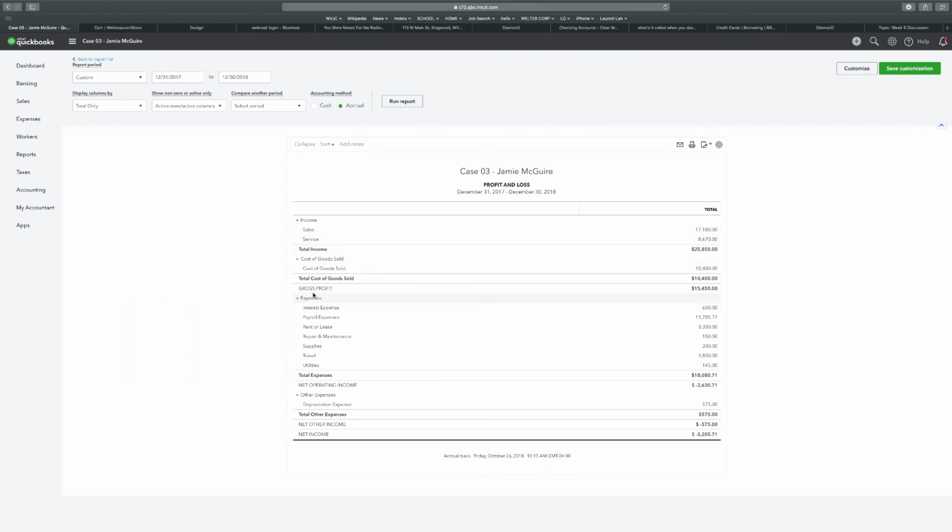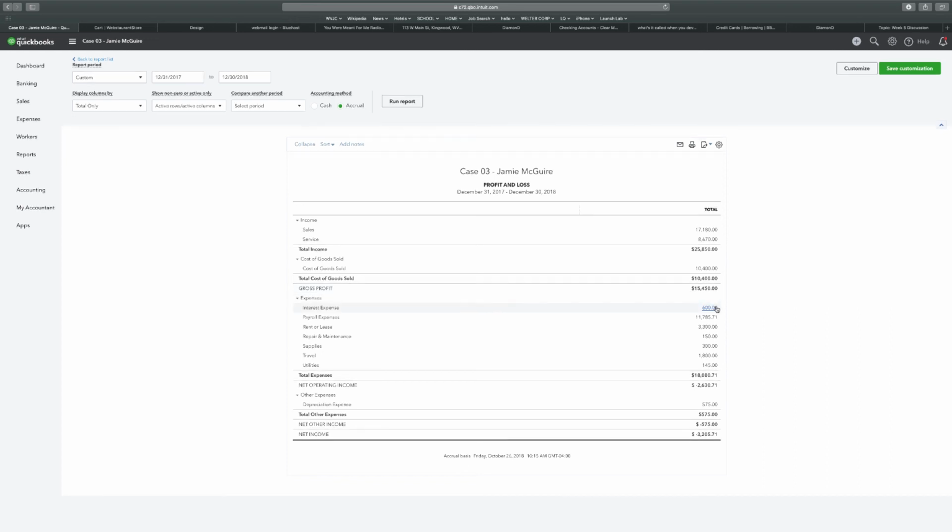I have my income here, I have my expenses, I have my other expenses like depreciation, and I have my net income. What this is telling me is that during this year, I've lost $3,205.71. This is based on the fact that I had roughly $17,000 in sales, and these are sales of products. I have $8,600 in services, and then my cost of goods sold was $10,400. That means the cost of the items that I sold was $10,400. So my gross profit is $15,450.